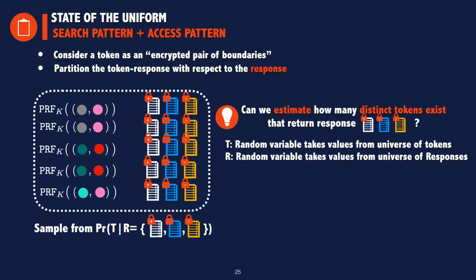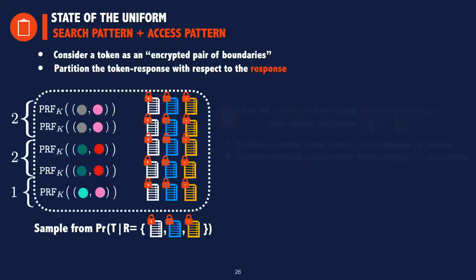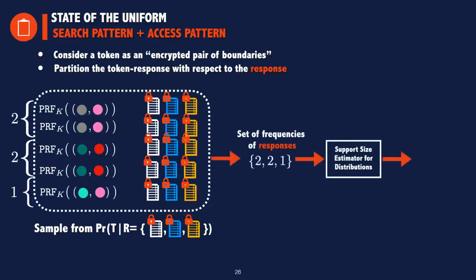Since the total number of tokens corresponds to the support size of the conditional distribution, we can proceed as follows. We first count the frequency of each observed token and create a multiset of frequencies. Using this information as an input, we can deploy a support size estimator to derive an estimation about the product of distances between plaintext values.